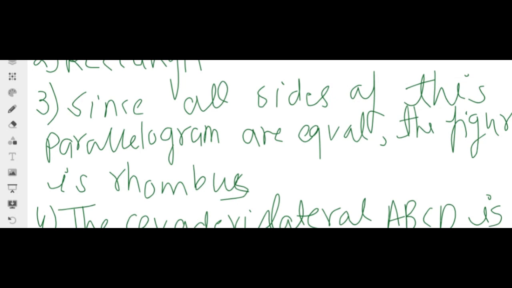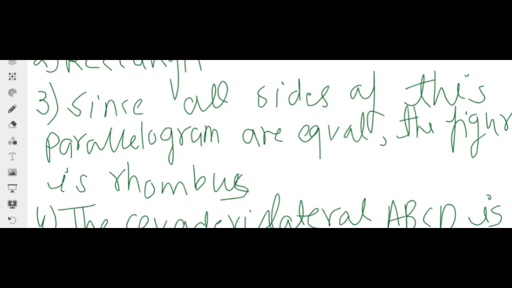Can I read the question number 3? The adjacent sides DA and AB of a parallelogram ABCD are 3 cm each. State the measurement of all the sides. What is the other name for the figure? That is the rhombus, since all sides of this parallelogram are equal. Understood? Yeah.